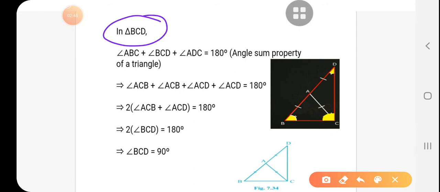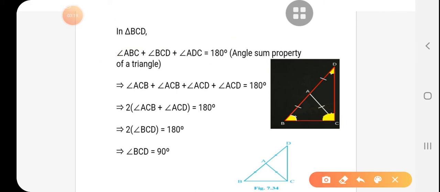Then for the third, now concentrate on triangle BCD. Just see here, BCD. In this case, angle DBC plus this angle plus this angle, the sum of the three angles will be 180 degrees. Now angle DBC can be written as angle ABC, and angle BCD, look at here, this angle, and angle BDC can be written as angle ADC. So the sum of these three angles is 180 degrees by the angle sum property of a triangle. Now we will put the values.